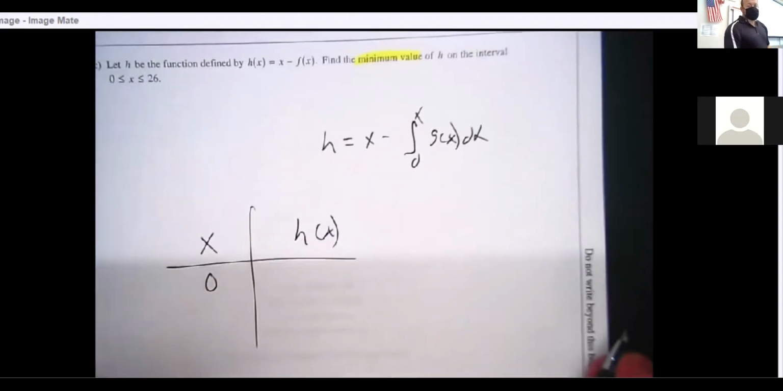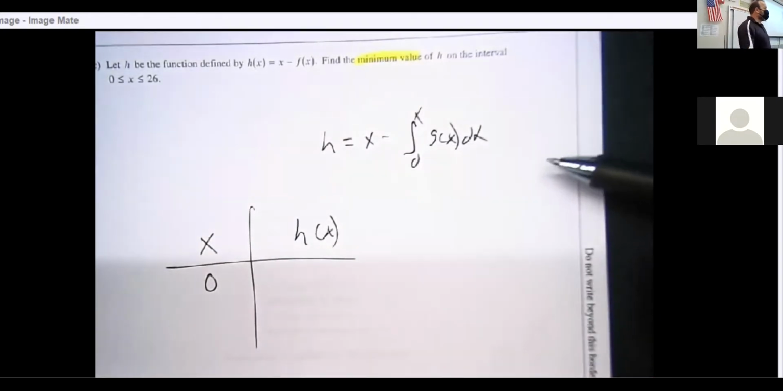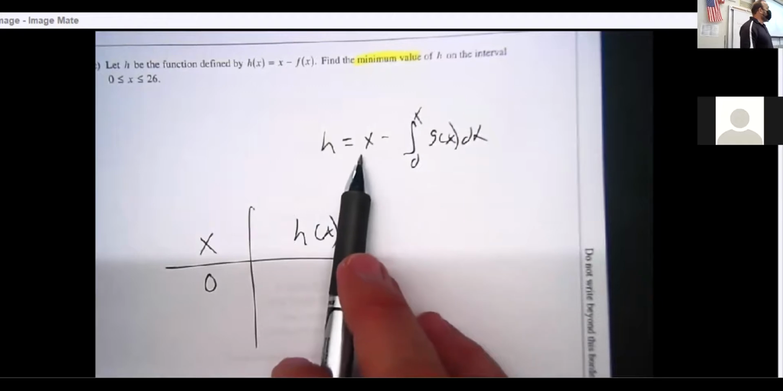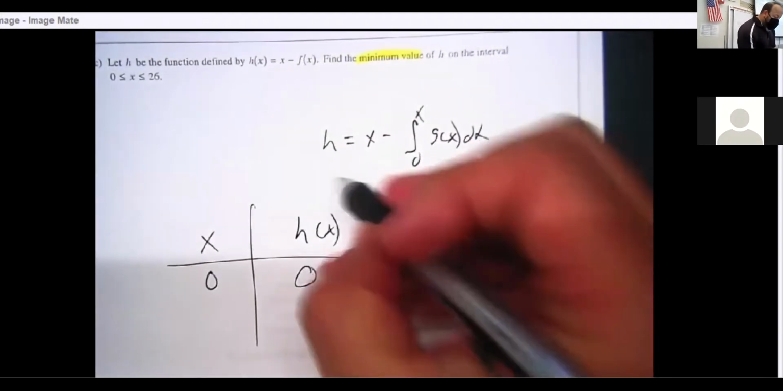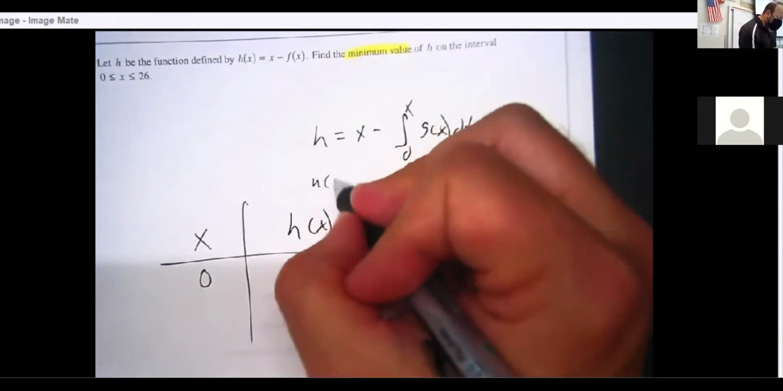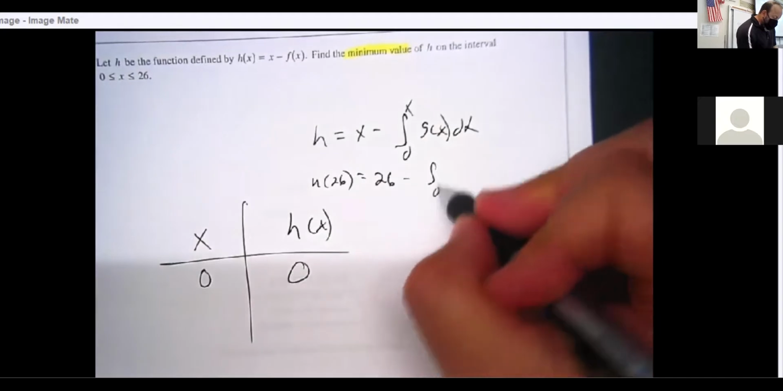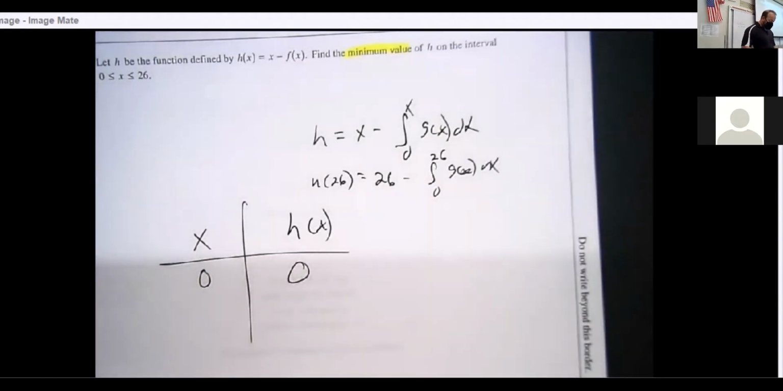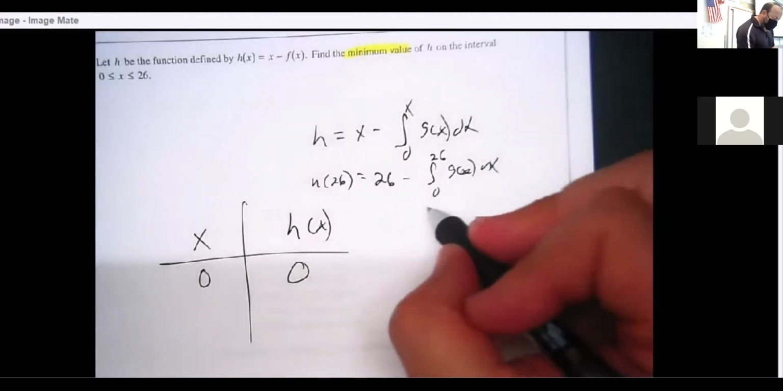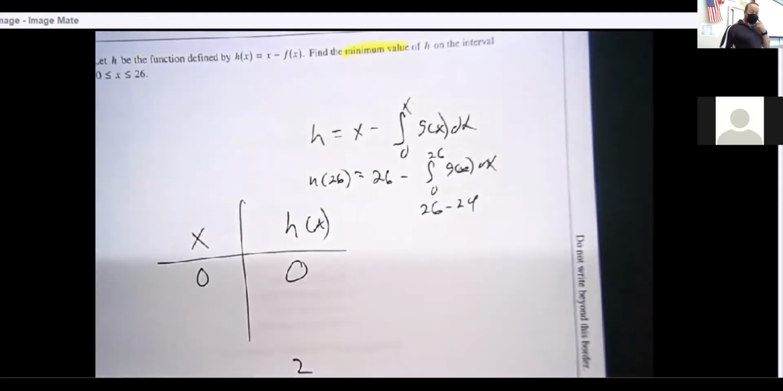Now, guys, this is an amazing problem. What is this? The integral from 0 to 0 of g of x dx. 0. And if you plugged in 0 for x, what did you get? Okay, that was pretty sweet. And then we have 26. h of 26 would be 26 minus the integral from 0 to 26 of g of x dx. But did we already find that value a minute ago? We did. We found out that that value specifically was 24. So this is 2.